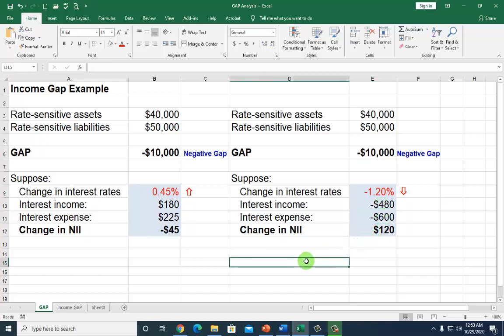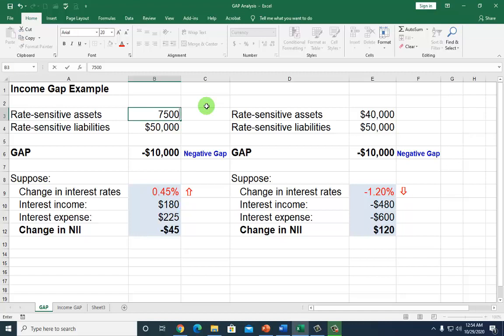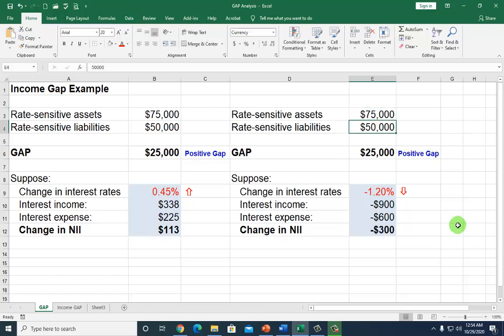So now, but watch what happens if we have a positive gap. So let's say that rate sensitive assets comes out to be, shall we say, $75,000, all right? And let's use the same number on this side also, $75,000. So as you can see, automatically this says positive gap. I use the if statements to make it change automatically. So we have a positive gap. So our rate sensitive assets exceed our rate sensitive liabilities by 25,000 bucks.